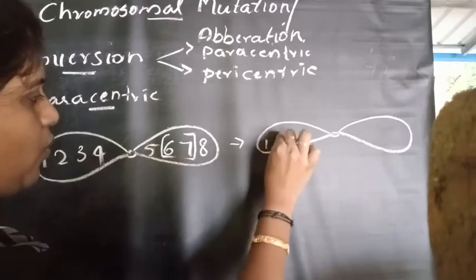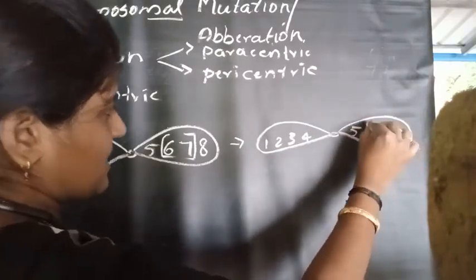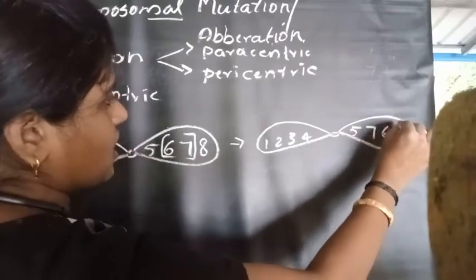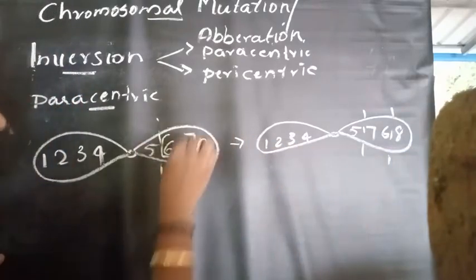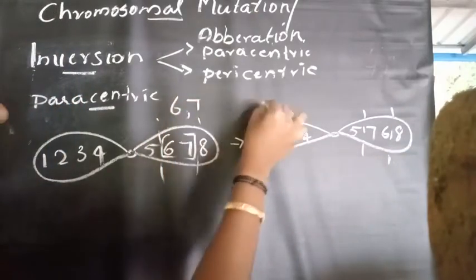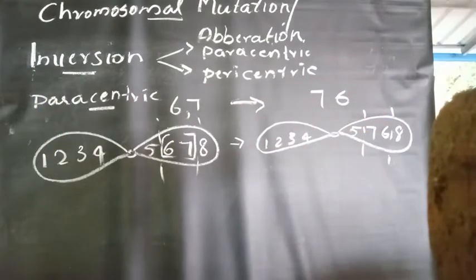So here it is the same 1, 2, 3, 4. Here it is 5, then 7, 6, 8. Look, this 6, 7 is inverted to 7, 6. So that is the paracentric type of inversion: inversion occurs only in one arm and the inverted segment does not include the centromere. Clear?